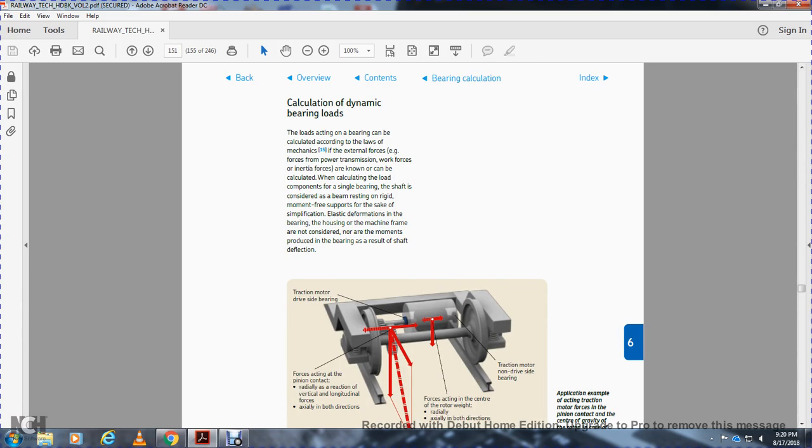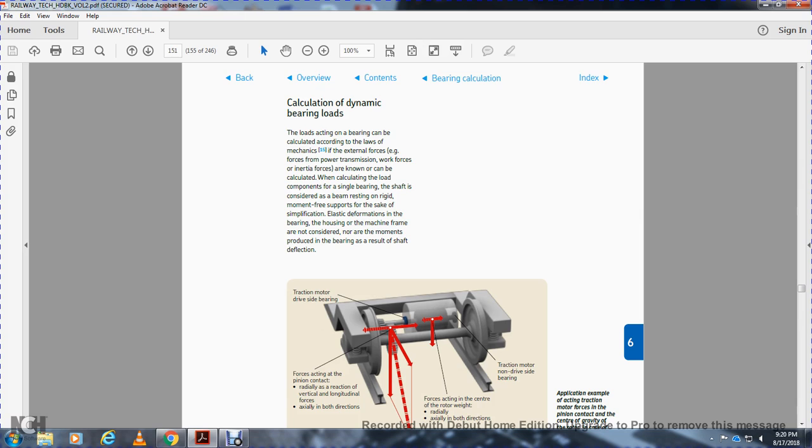Calculation of dynamic bearing loads. The loading action on the bearings is calculated according to the mechanical level, with the external force, the force of the power transmission, and the force of the work known. The calculating load and components for a single bearing with the shaft are treated as a beam resting on rigid supports, free supports, with elastic deformations and the bearing in half of the machine frame. The bearing load is produced as a result of the shaft, the traction motor drive side bearing, with the force acting at the pinion contact: radial reaction, vertical, longitudinal, and axial force, in both directions.